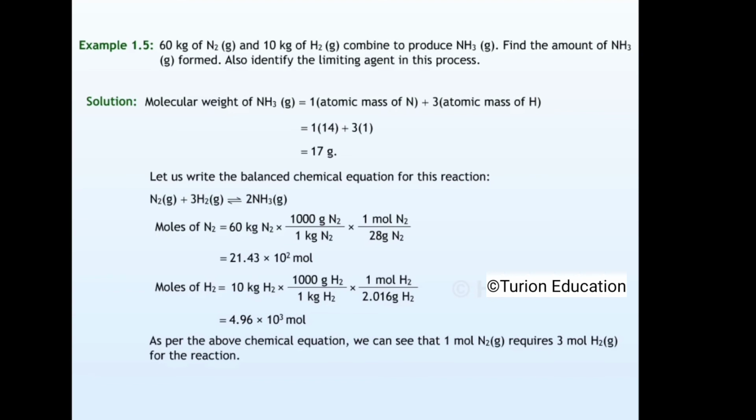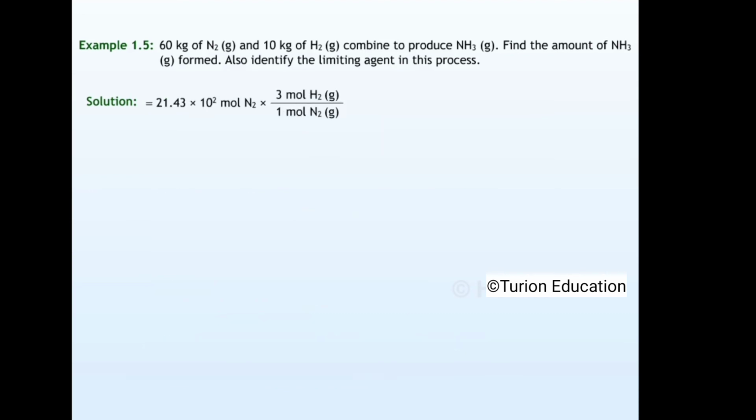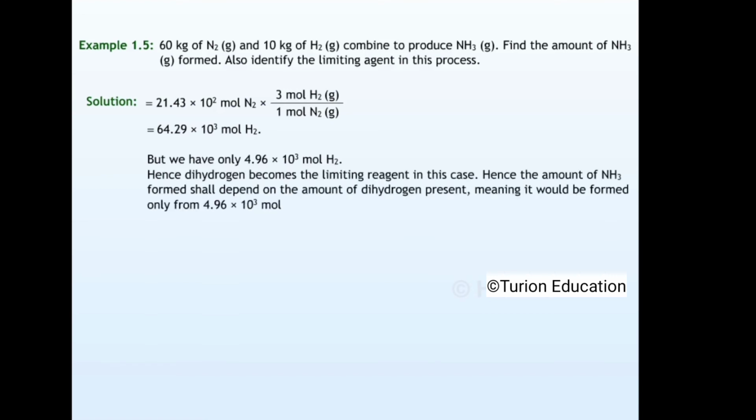As per the above chemical equation, we can see that 1 mole of N2 requires 3 moles of H2 for the reaction. Hence, 21.43 × 10^2 moles of N2 would require 21.43 × 10^2 moles N2 × 3 moles H2/1 mole N2 = 64.29 × 10^3 moles H2. But we have only 4.96 × 10^3 moles H2. Hence, dihydrogen becomes the limiting reagent in this case.